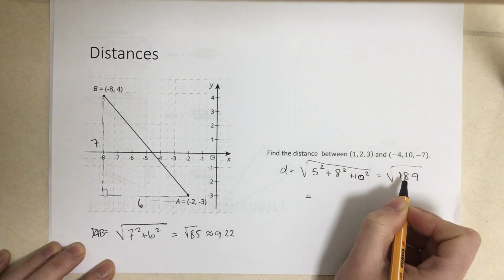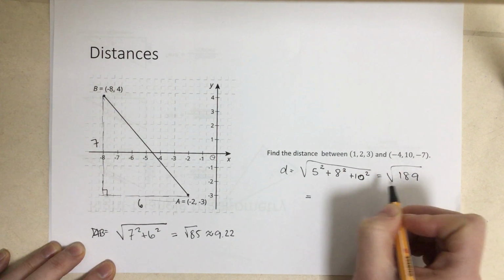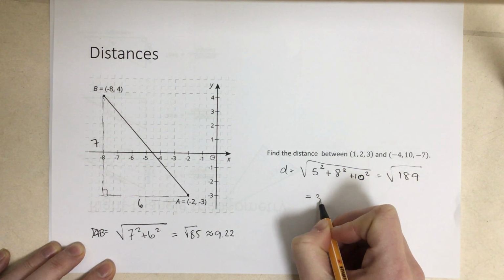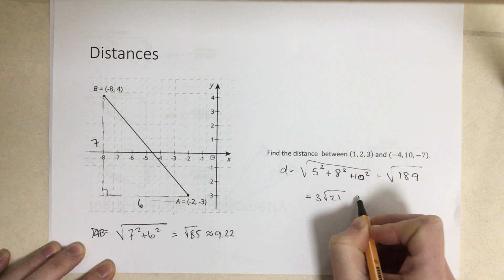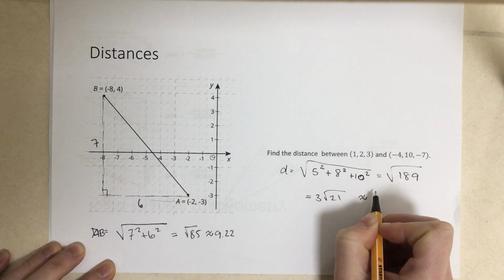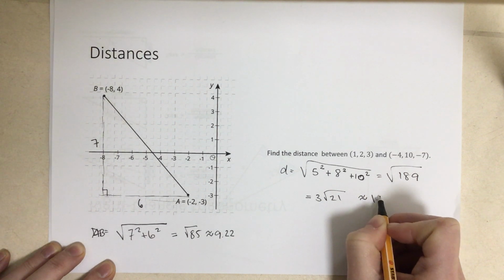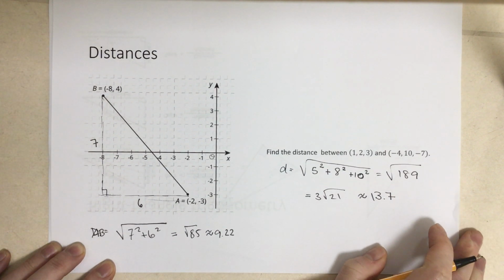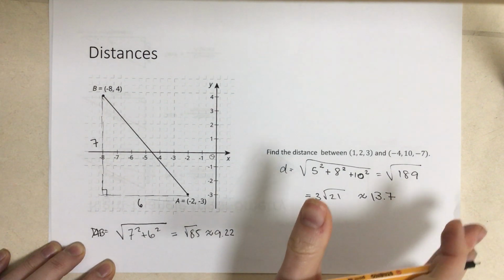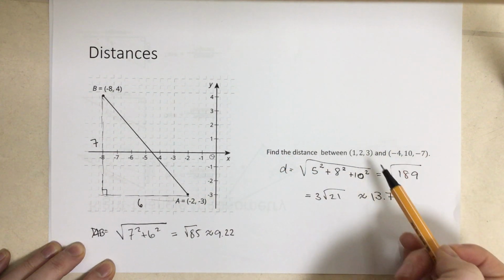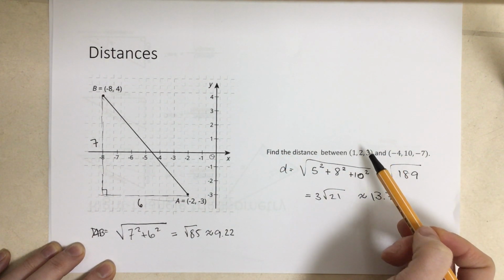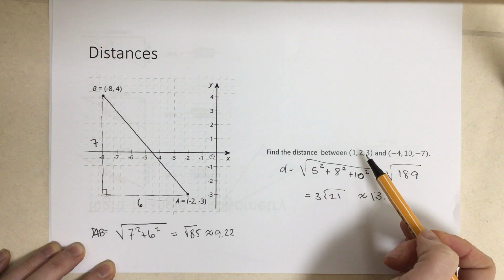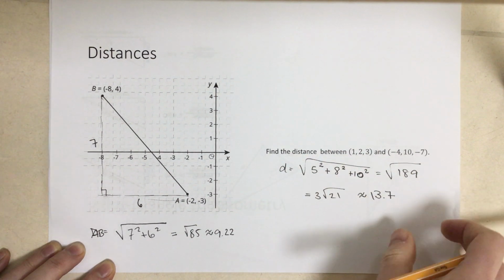So 189 is 9 times 21. And then you can take the square root of 9, take that out. And if you wanted an approximation, you could then put it into a calculator, for example, and write the approximate value there. Again, if you have kind of algebra that you have to solve, it may be useful to write out an equation to solve these, but otherwise it's very straightforward.